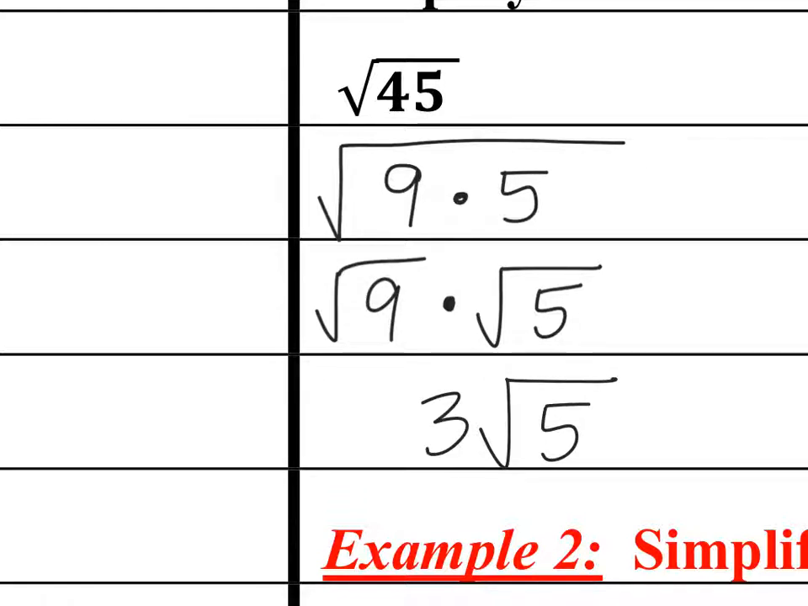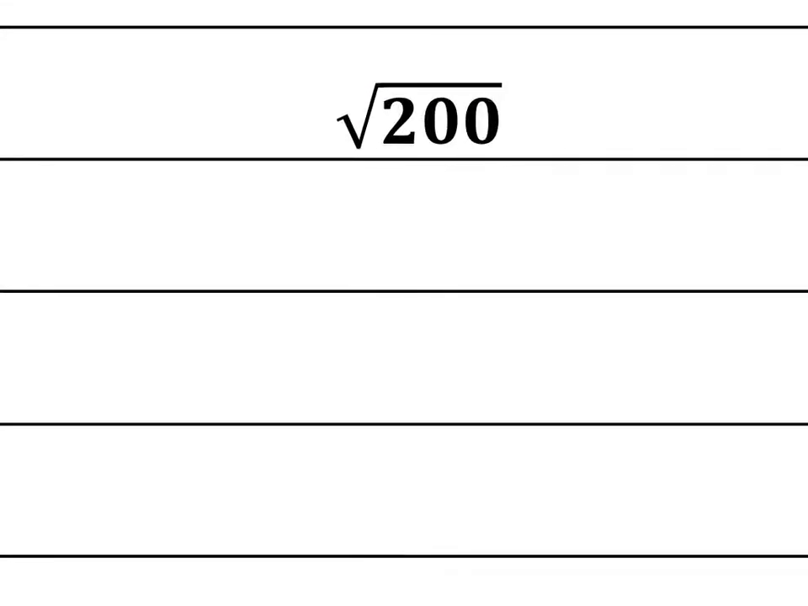Okay. Next one, we already talked about the square root of 200 a little bit. You don't want to break it up into 25 and 8. You could. You'll have to break it up multiple times, and that's fine. But the biggest possible perfect square is what again? 100. So we're going to break this up into 100 and 2, so square root of 100 times 2.